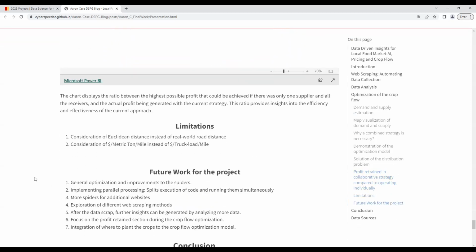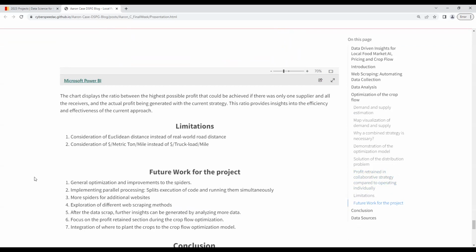So in terms of limitations, we have used Euclidean distance. That means we have taken 2 points and measured the distance using the Euclidean method. We could have used the real world distance using Google API, but for time limitation, we couldn't do that. I hope in future it could be done.